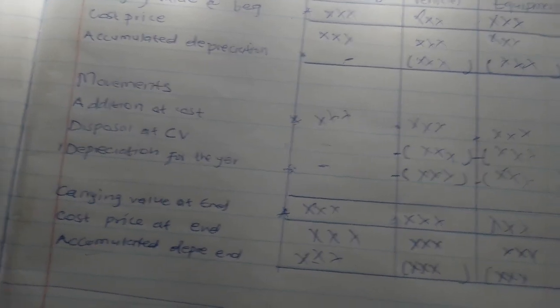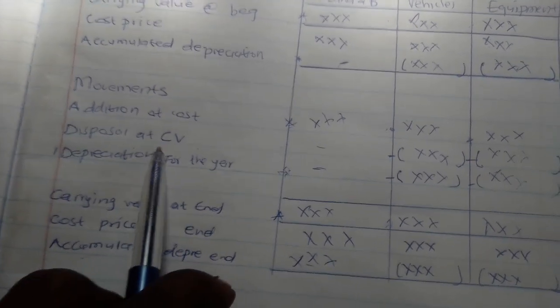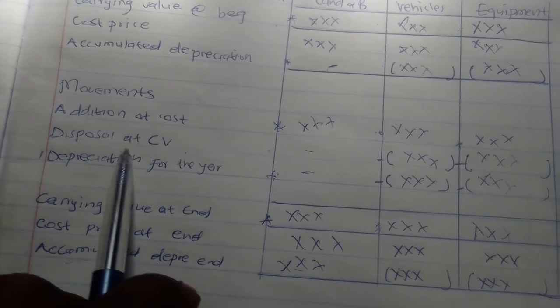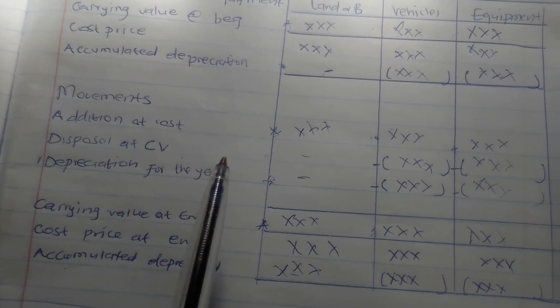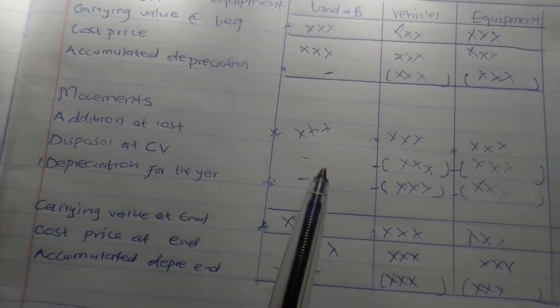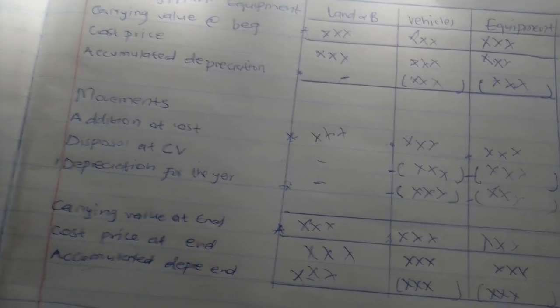So I said in order for you to get disposal at carrying value, this one is very important. You must keep it in mind. You're going to take the cost price of the asset sold, then you minus accumulated depreciation for the date of sale. Then you will get the disposal at carrying value.